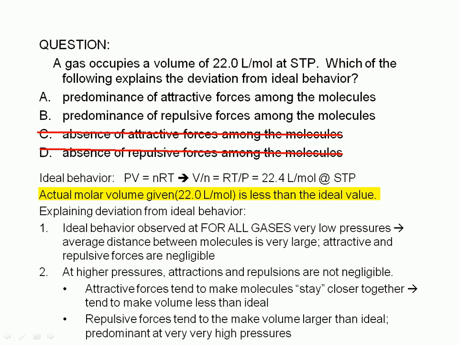Since in this question we are given that the molar volume is less than ideal, we can conclude that for this particular case, the deviation from ideality is due to the predominance of attractive forces. Therefore, the correct answer is choice A. Note that different gases will behave differently under the same conditions. The deviations would depend on the strength of the intermolecular forces, which depends on the structure of the molecules.